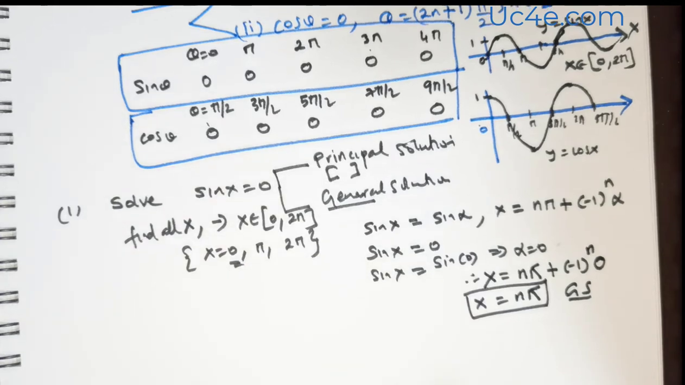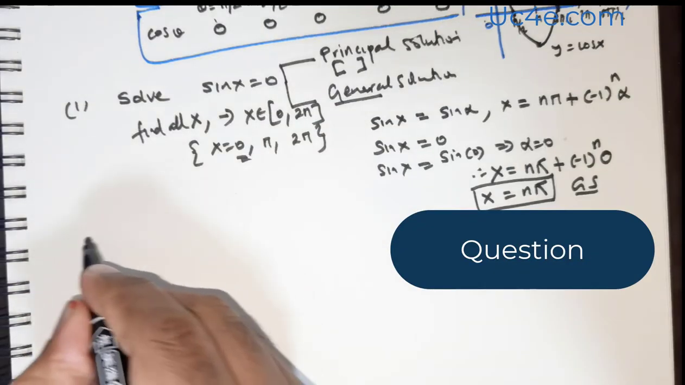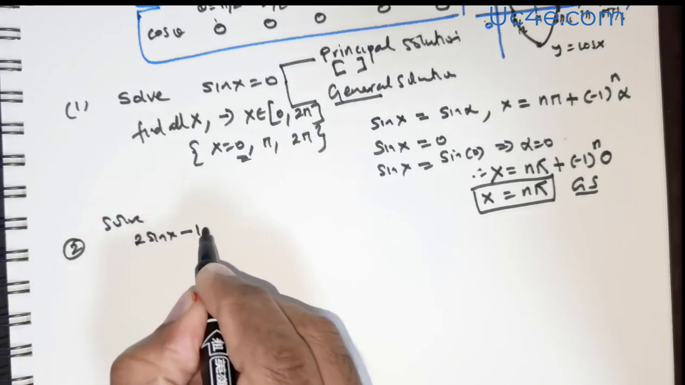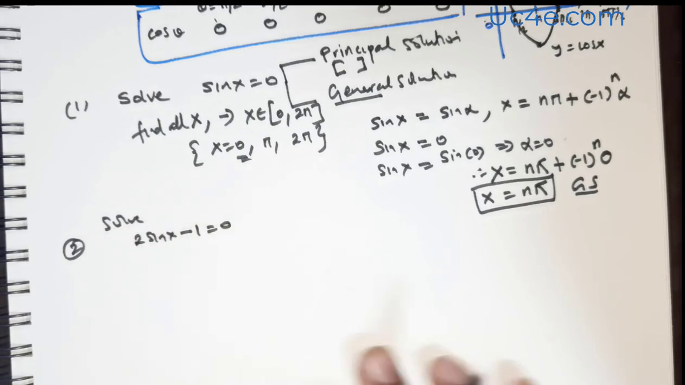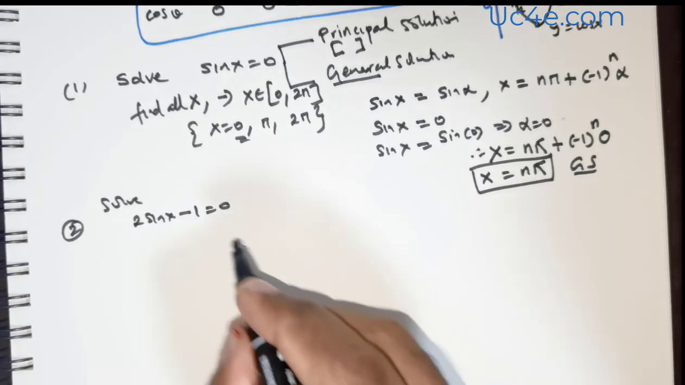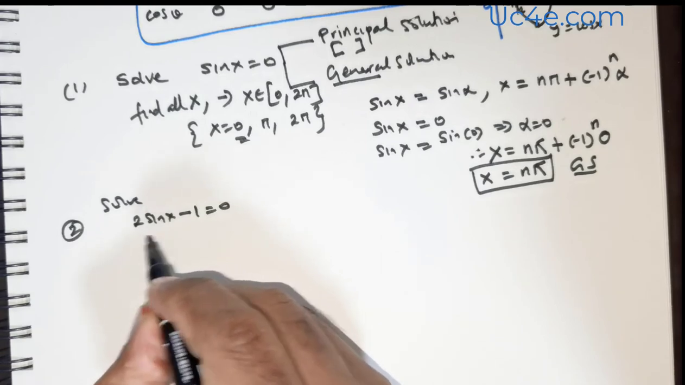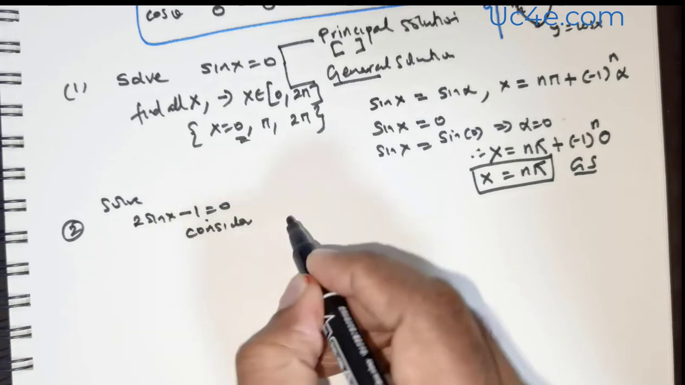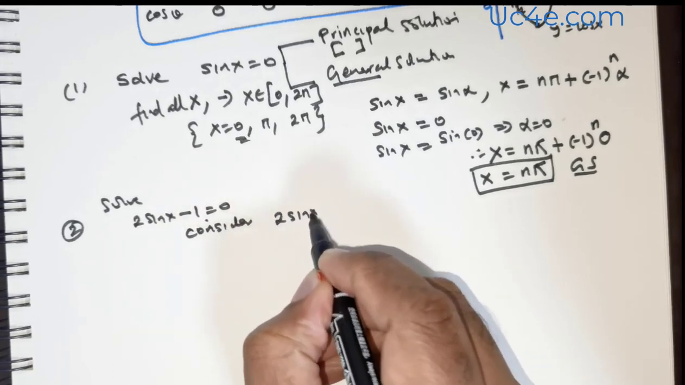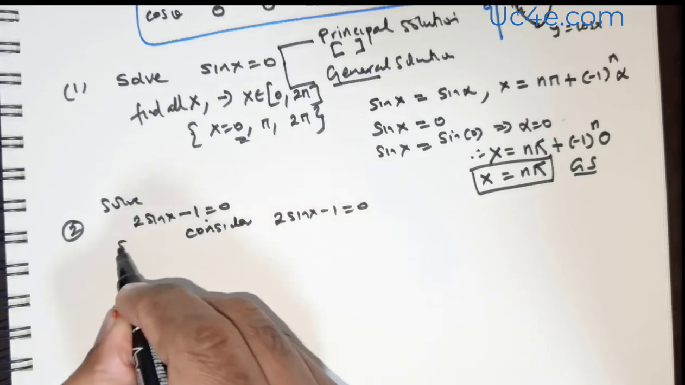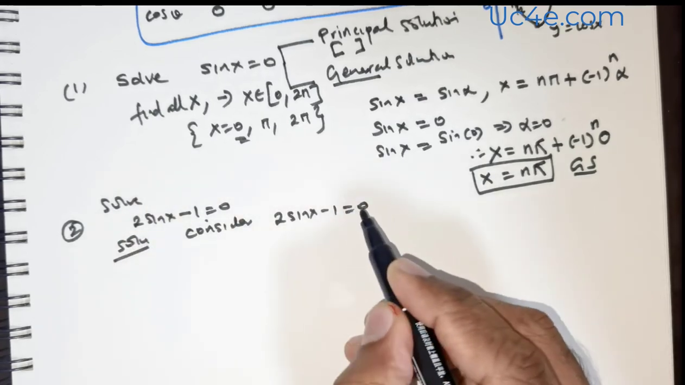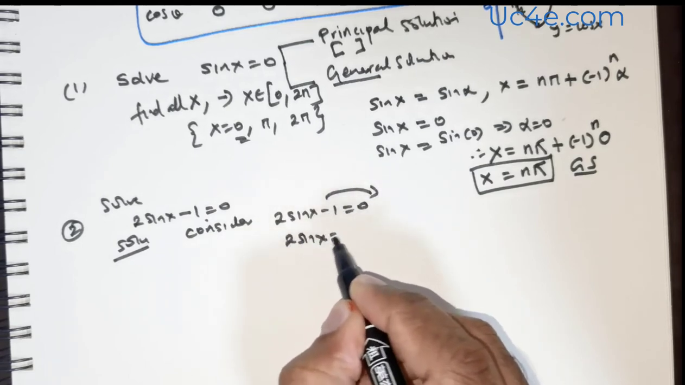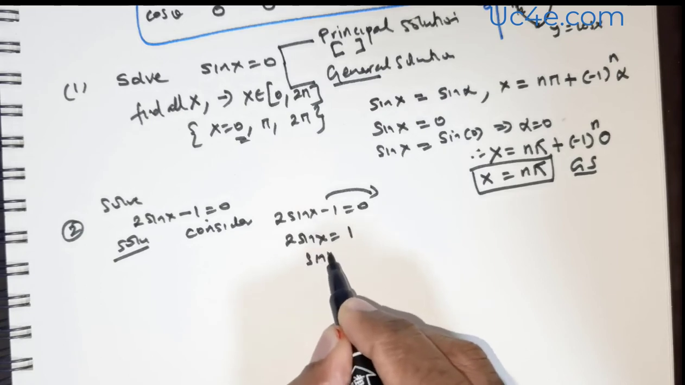So we'll move on to the next question. This is a nice question. Question number 2. Solve 2 times sin x minus 1 is equal to 0. So this is a trigonometric equation, and we are given this 2 times sin x minus 1 is equal to 0. So foremost, I would like to consider 2 times sin x minus 1 is equal to 0, because usually this is how we start the solution from the problem. Now I would move negative 1 to the other side. So this would give me 2 times sin x is equal to positive 1. Bring the 2 down. So I get sin x is equal to 1 over 2.